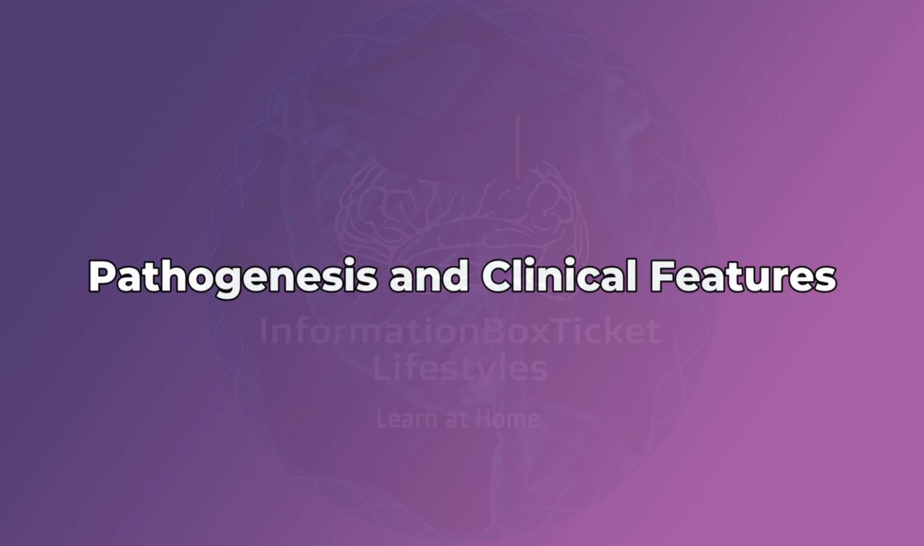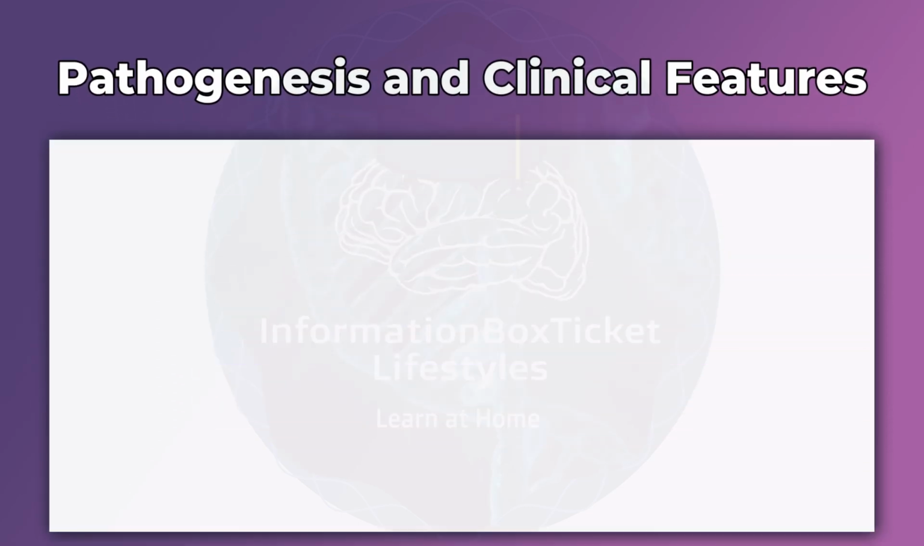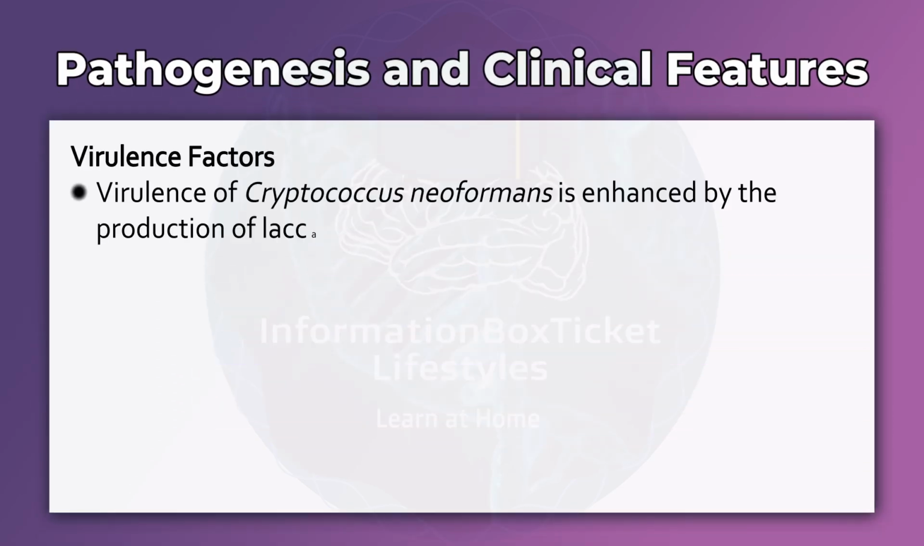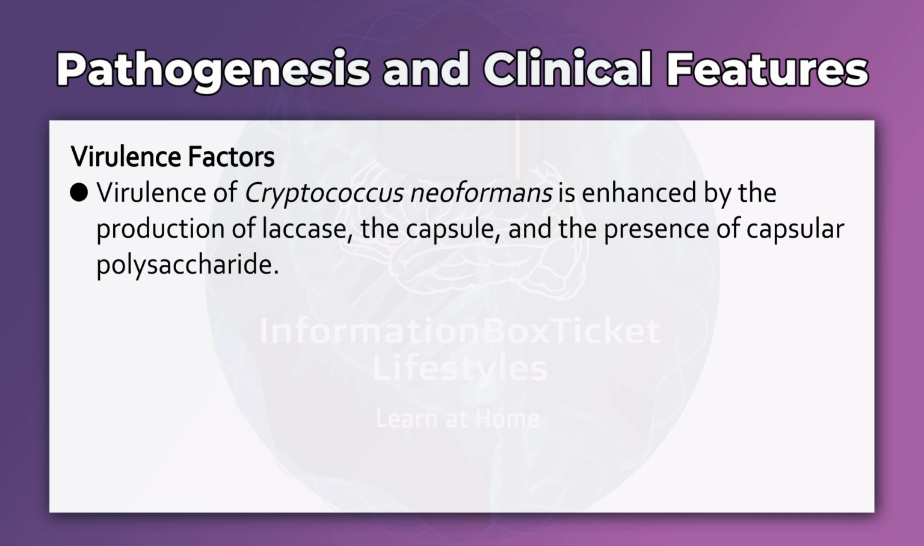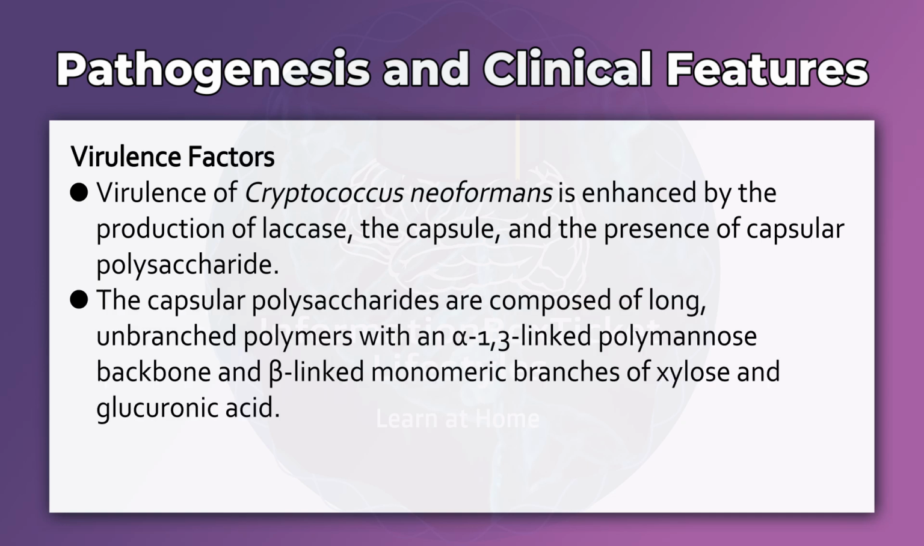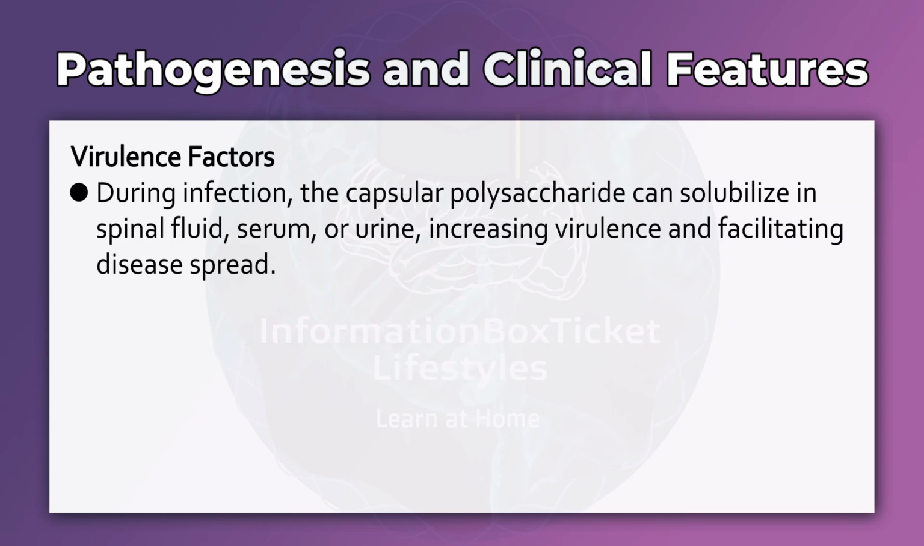Pathogenesis and clinical features of Cryptococcus neoformans infection. Virulence factors. Virulence of Cryptococcus neoformans is enhanced by the production of laccase, the capsule, and the presence of capsular polysaccharide. The capsular polysaccharides are composed of long, unbranched polymers with an alpha-1,3-linked polymannose backbone and beta-linked monomeric branches of xylose and glucuronic acid. During infection, the capsular polysaccharide can solubilize in spinal fluid, serum, or urine, increasing virulence and facilitating disease spread.